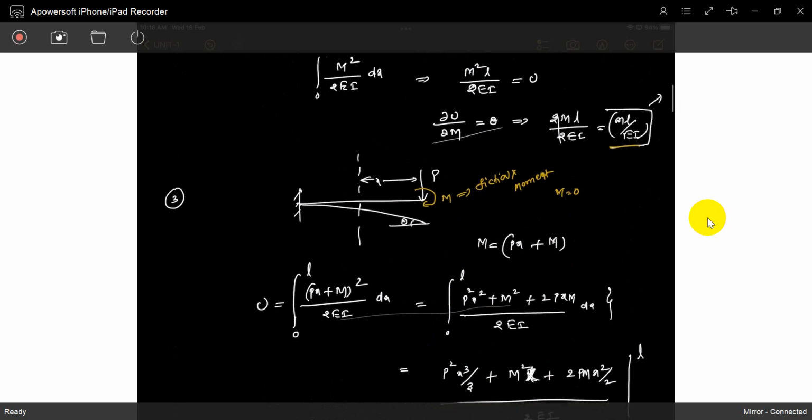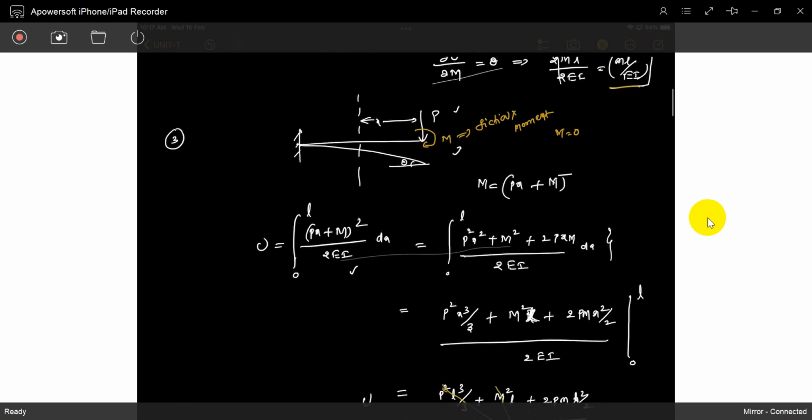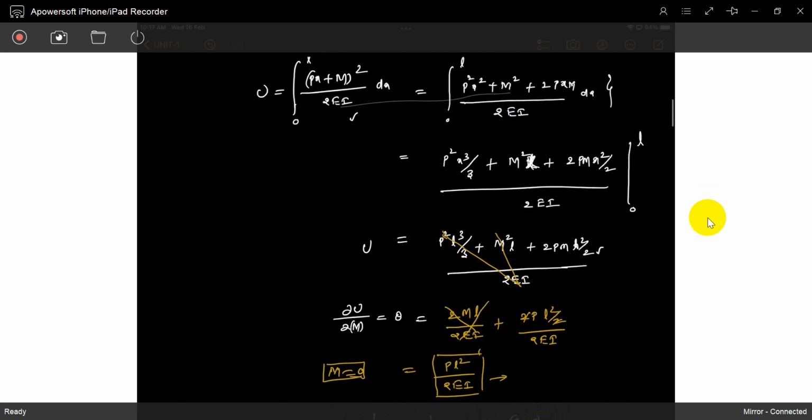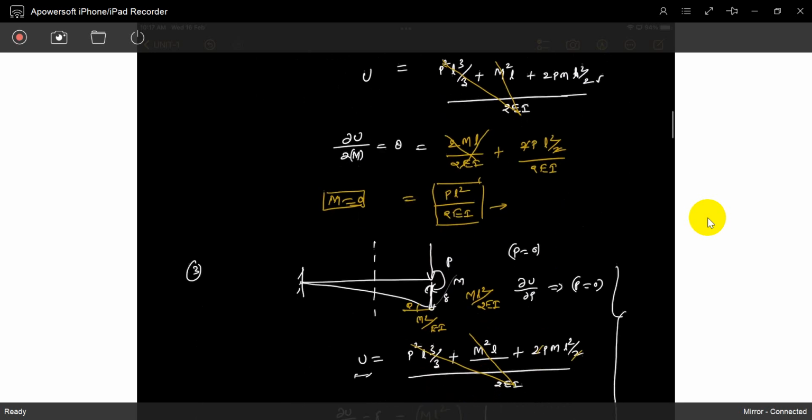Later, if you applied a point load and you want a rotation, a slope at that location, for the slope you have to differentiate with respect to moment. So for that, I applied a fixed moment. Find out the strain energy and take the partial differentiation. In the strain energy, I put M as zero, and the partial differentiation with respect to M is also zero. So this value is also zero. Only this term is remaining, so you will get PL square by 2A. We already discussed it.